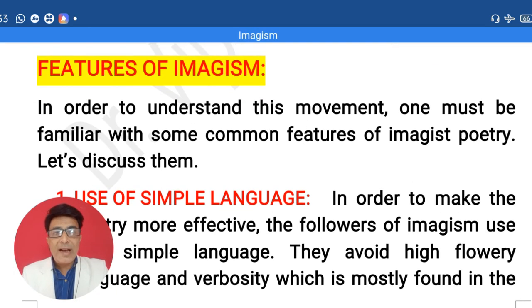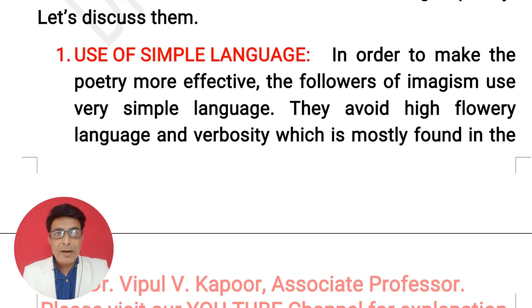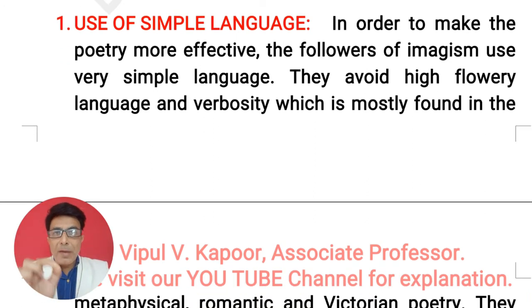Let's have a look at them. Okay, there are 4 to 5 important features. We'll discuss them one by one with examples. Number 1, the followers of imagism use very simple language in order to make their poetry more effective, more appealing. These poets used very simple language.